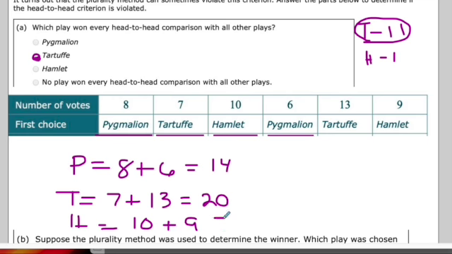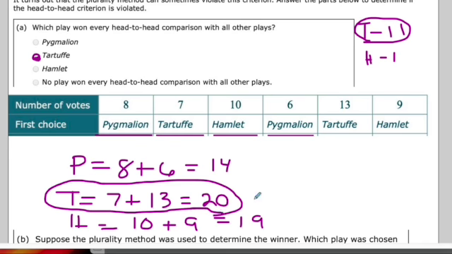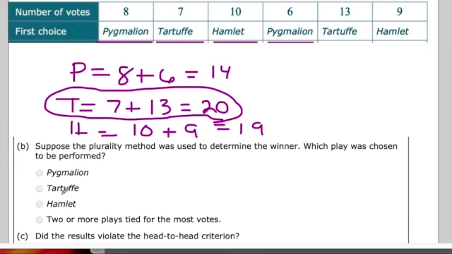So who won according to plurality? Tartuffe, because they got the most. If ever there was a tie, then it would just be a tie, but we've got Tartuffe.